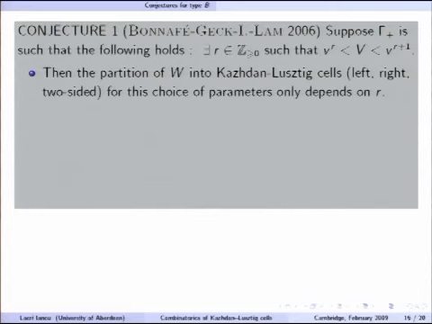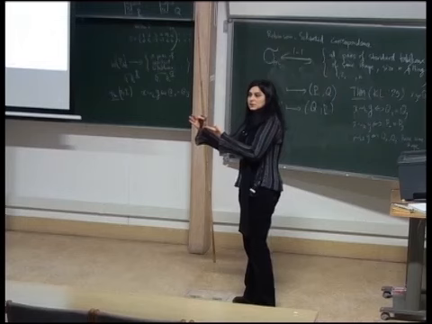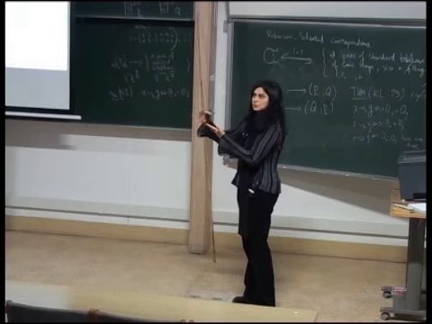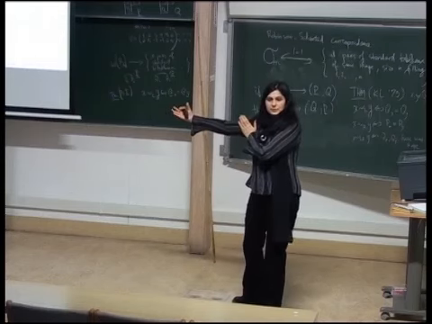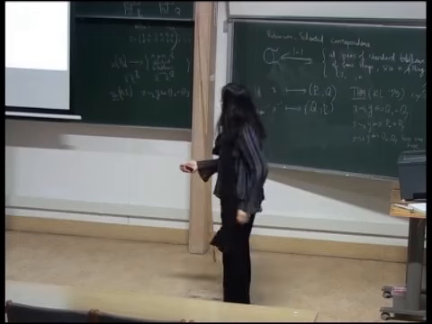the partition only depends on R. Well, there is a point to be made there, and it only depends on R. As soon as it's between v to the R and v to the R plus 1, the partition into cells depends only on R. It's not important if you are closer to v to the R or closer to v to the R plus 1 or whatever, or at the midpoint exactly.